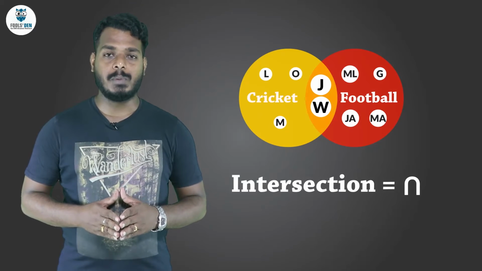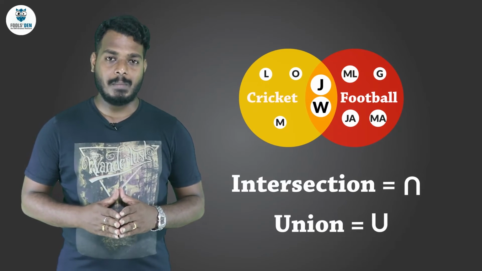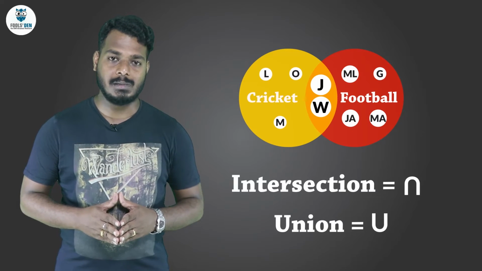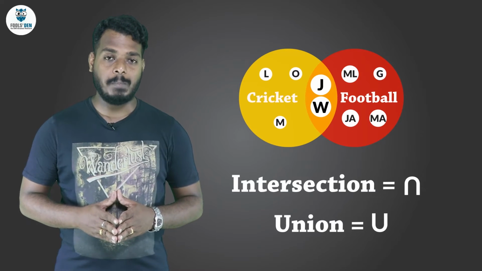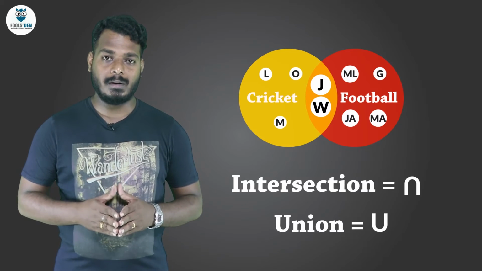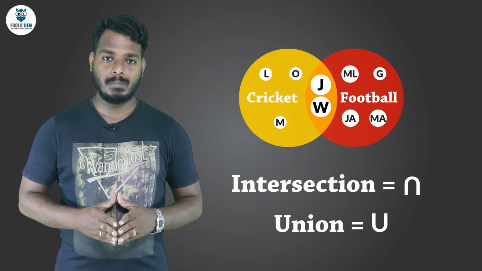The second concept to be learned here is union. Union is nothing but it counts all the people inside the 2 circles. That is, all the 9 people taken together would be the union. And union is represented by a U.